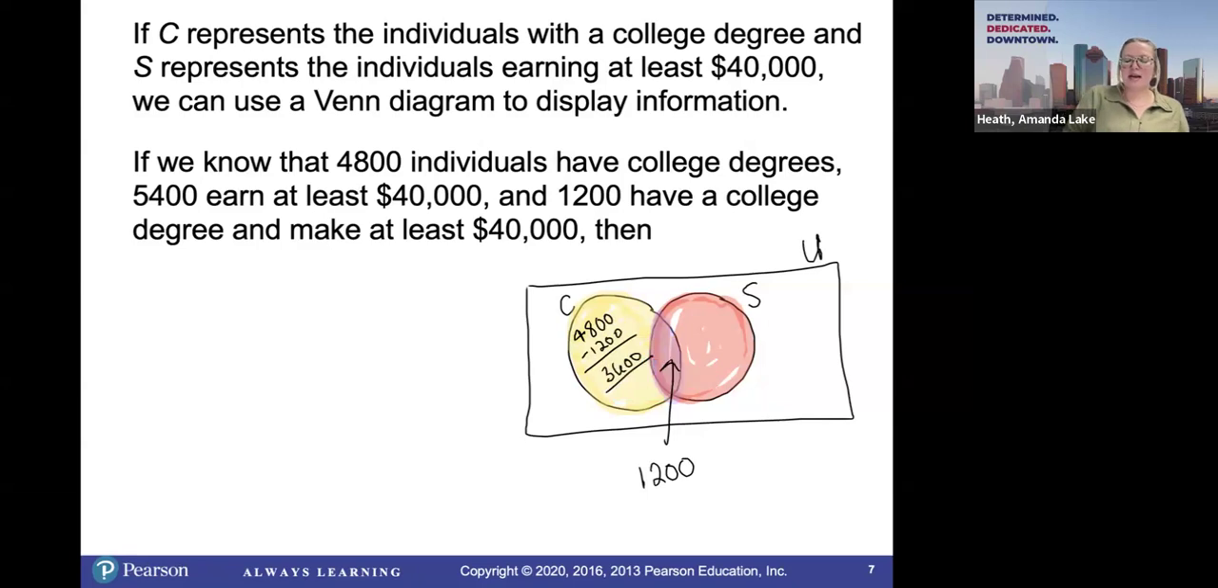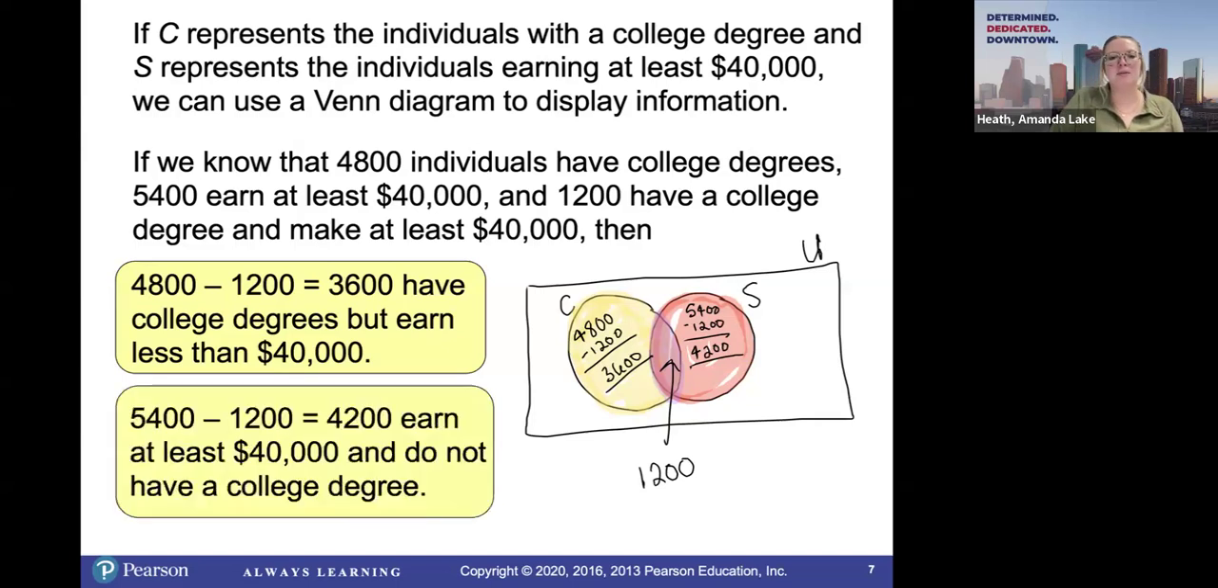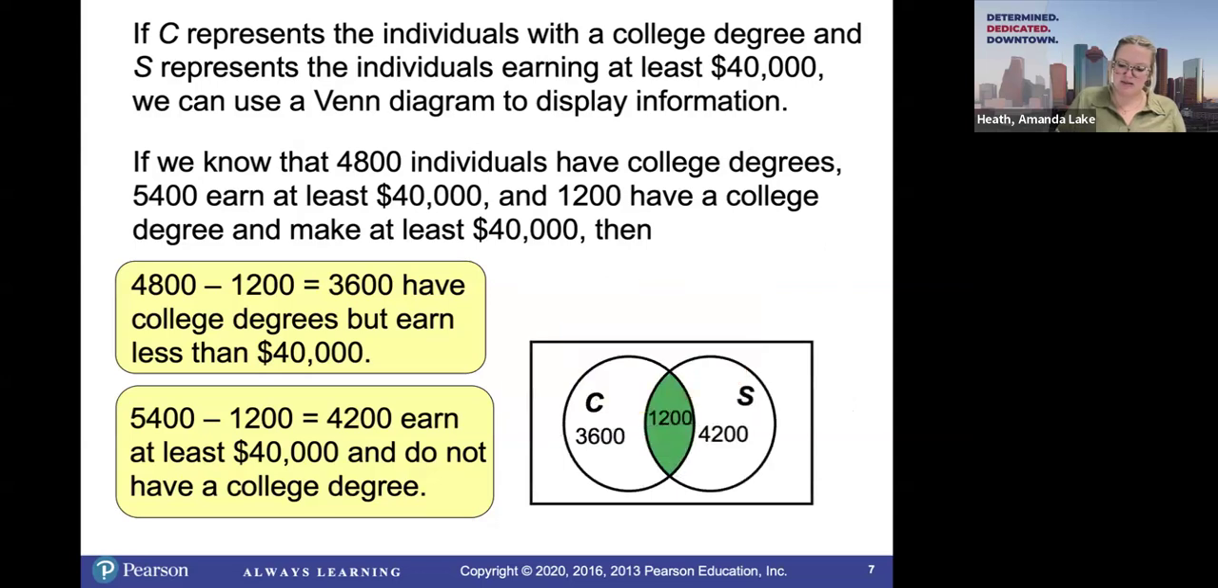And then for the set S, the part that's not in the intersection, I'm going to have 5,400 minus 1,200, or 4,200. So that's typed out here for you. So 3,600 have college degrees but earn less than $40,000 a year. 4,200 earn at least $40,000 a year and don't have college degrees. And here's your textbook's rendition of that.